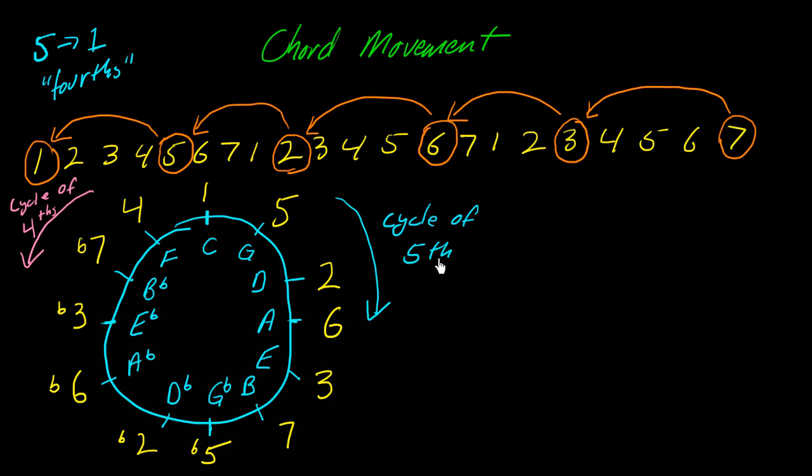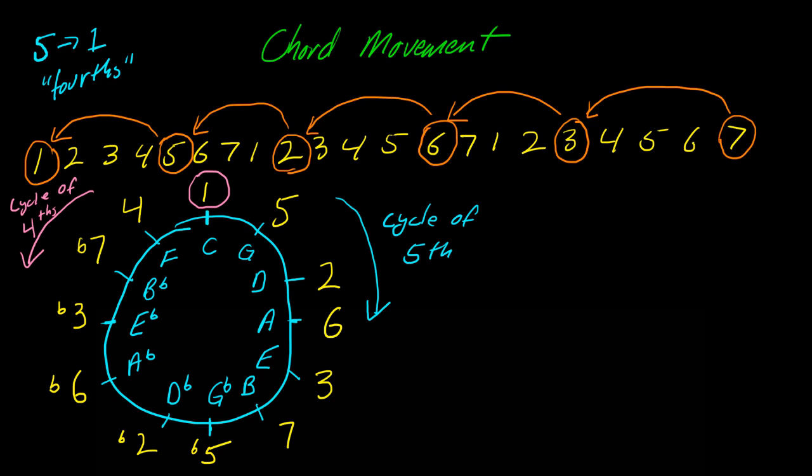See? And 3 wants to go to 6. And 6 wants to go to 2. 2 wants to go to 5. 5 wants to go to 1. And there is a pull from 1 to 4, but remember 1 represents the home chord. And so when it gets to the home chord, it's kind of complete. It's resolved. And so you don't have to go to the 4 because it's done. There's a period there.